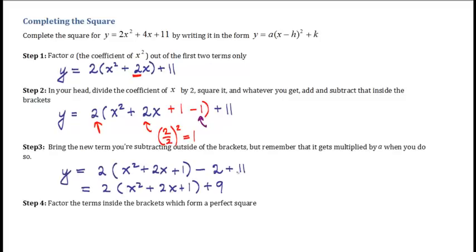Now, for the last step, all we're really doing is we just need to factor this quadratic expression we have in the brackets. And what we have done in the previous steps ensures that this will be a perfect square, because the two numbers that add up to 2 and multiply to be 1 are both positive 1. 1 plus 1 is 2, 1 times 1 is 1. Therefore, we can write this as 2 times x plus 1 squared plus 9. And this is the exact answer that they were looking for, because you can see we have it in the form a times x minus h squared plus k.